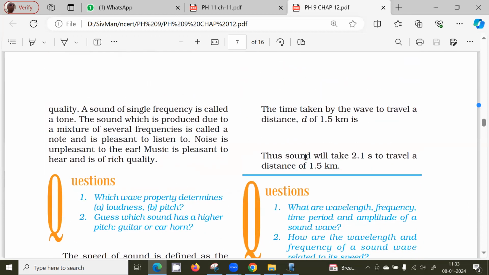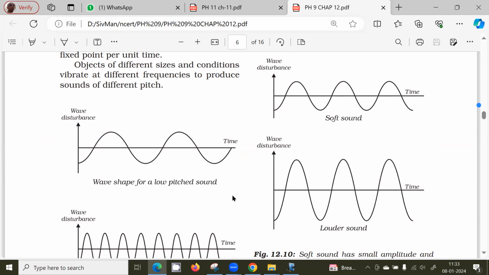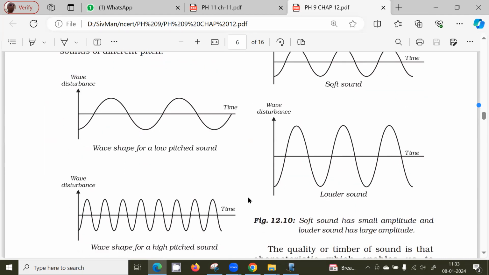So with this, this chapter is over. So all the chapters are over for your physics course. So I think you will have a final exam after Pongal, and after that, the 10th standard portion will start.